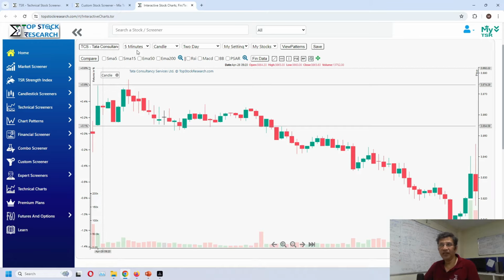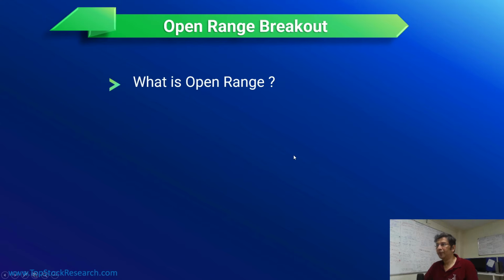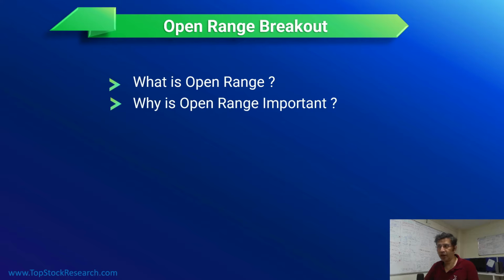So to make it easy, currently what I'm using is 5 minutes chart. To make it easy, what you could do is you can simply go to 15 minutes candle, and so automatically the range that we have drawn becomes 15 minutes. Why I went into 5 minutes is because it's easy to see how the subsequent candle moves. So this becomes the open range strategy, right? So what is open range? We have briefly understood. Why it is important?